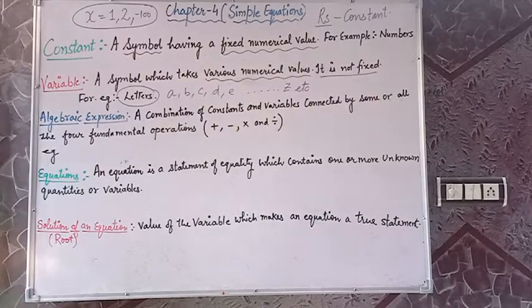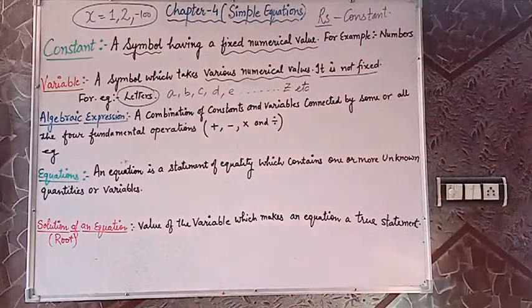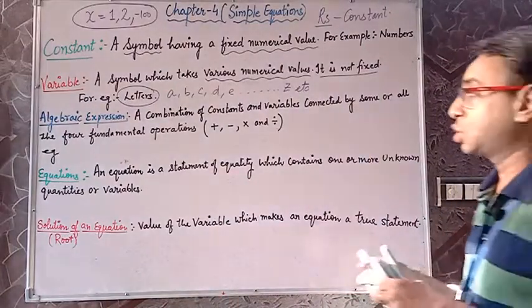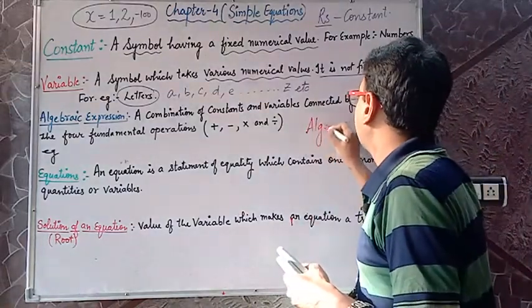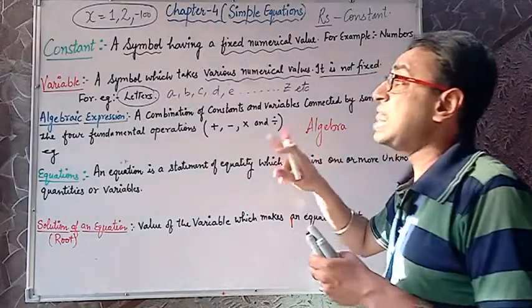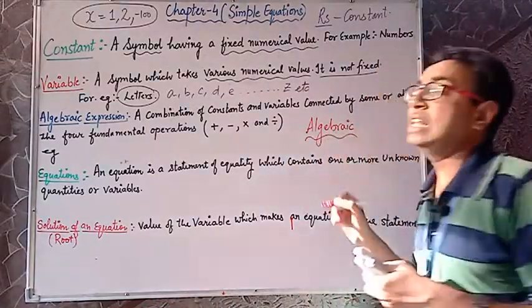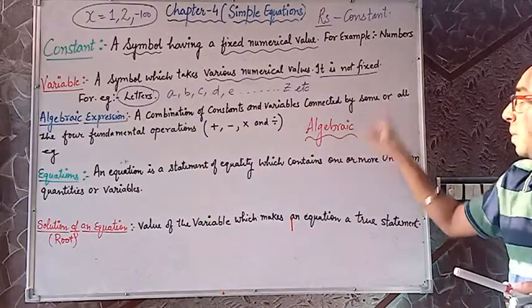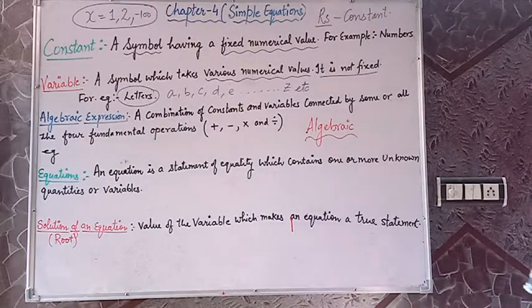First of all, I would love to give you the spelling of algebraic expression, because many students write it very incorrectly, which is not good. You should know. Algebra. So algebraic, A-L-G-E-B-R-A-I-C. Many students remove this A from this. So algebraic. Are we clear?